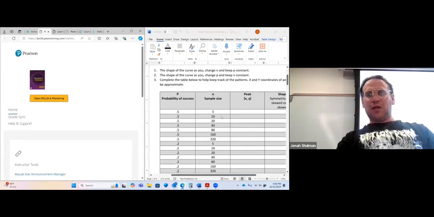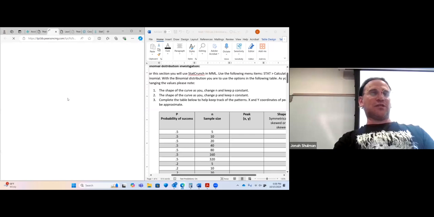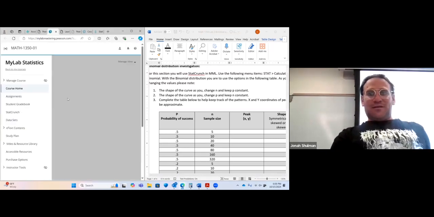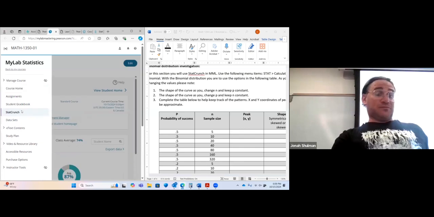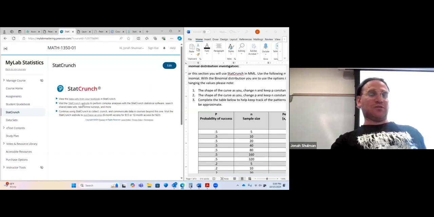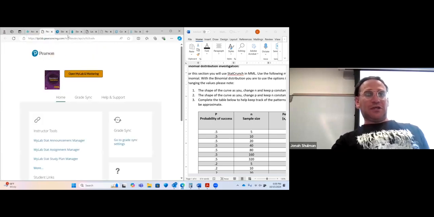Open Pearson. I'm going to make it a little bit smaller. I'm going to open my MATLAB and Mastery. Okay. And I'm going to go to StatCrunch. And in StatCrunch, I'm going to open a blank page. You just need a blank page. So go to the StatCrunch website. StatCrunch login error. That's always awesome for me. So I'm going to log in again.